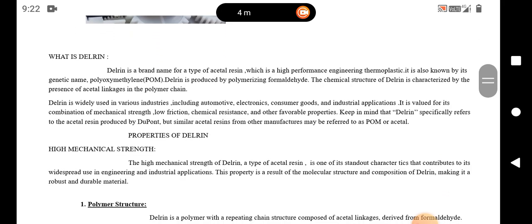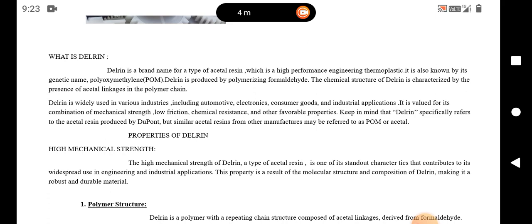What is Delrin? Delrin is a brand name for a type of acetyl, which is a high performance engineering thermoplastic. It is also known by the generic name polyoxymethylene. Delrin is widely used in various industries including automotive, electronics and industrial applications.